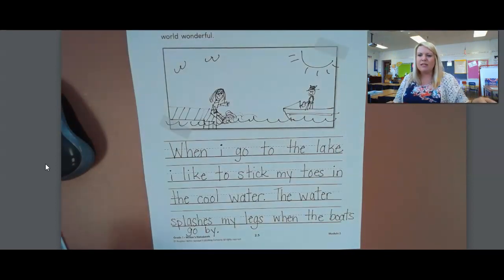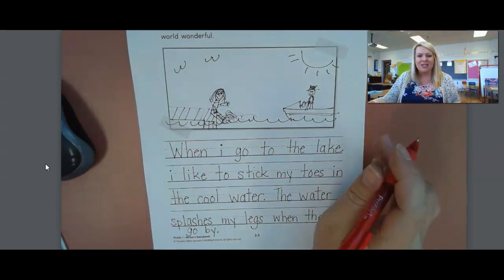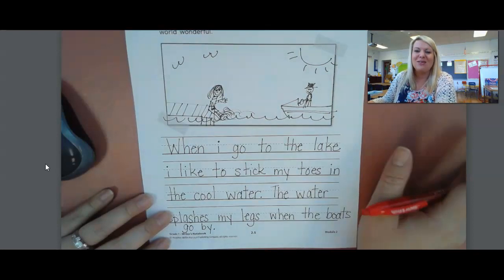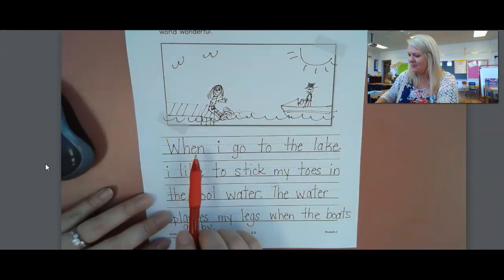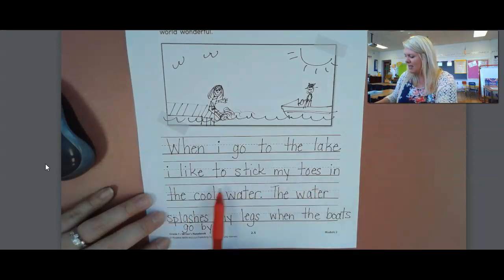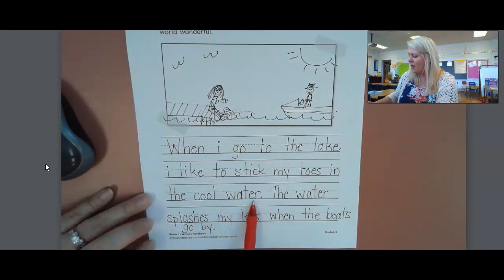Okay, so I have this last page, and it's about the cool lake water. Okay, so listen to this page. When I go to the lake, I like to stick my toes in the cool water. The water splashes my legs when the boats go by. What do you think? Oh, it looks like my screen froze.